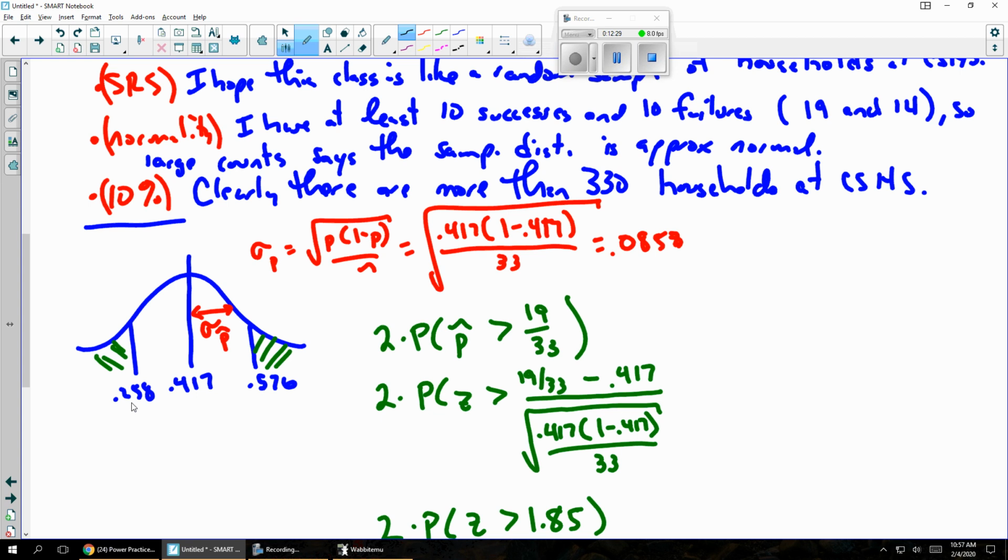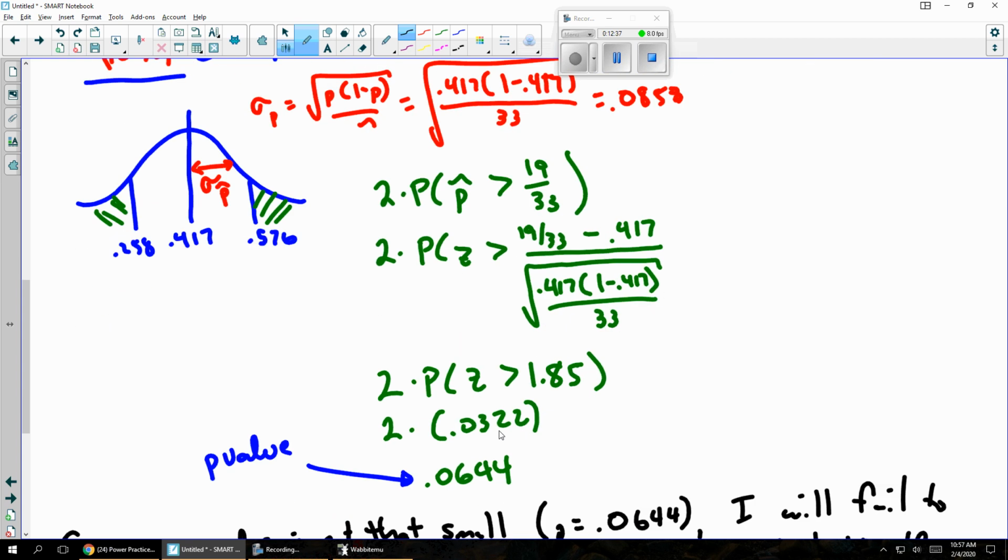How about my picture? Yes. What changes? It's only one-sided. It's only over here. So I don't double it. So now my p-value would be 0.0322. Now, we might think that's small. A typical good alpha level is 0.05, unless one's given to you. So now I think it's small. Now I reject H0. I do have sufficient evidence that we watch it more than the rest of the country.